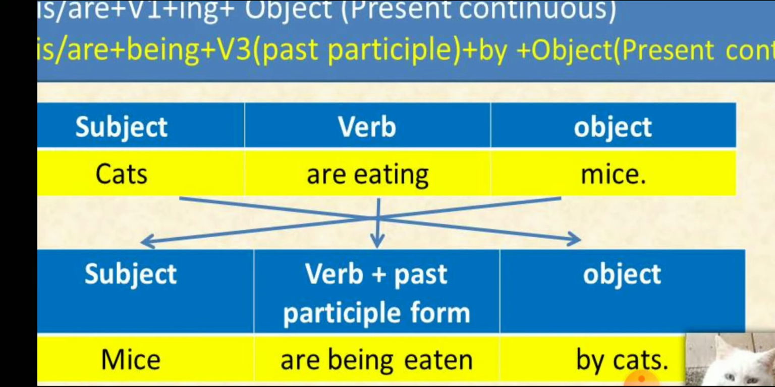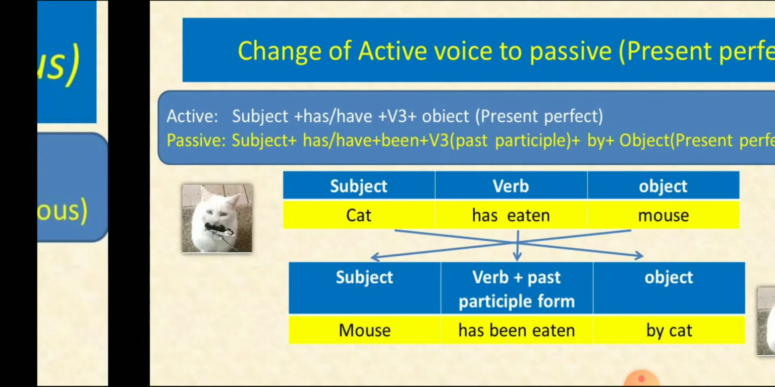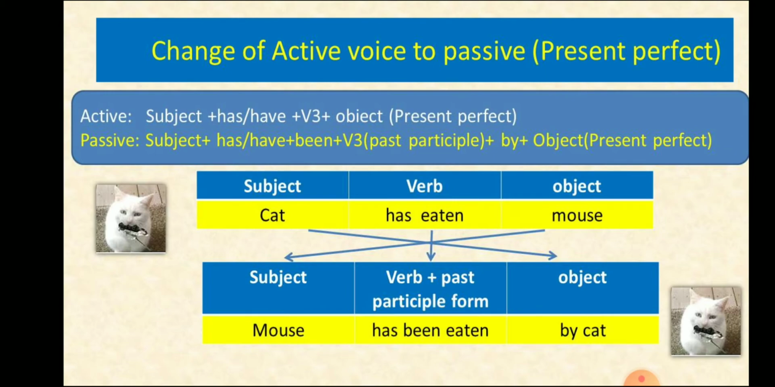Mice are being eaten by cats. So here mice is the subject, so it is in plural form, so it should agree with the plural be verb are, being eaten by cats. The preposition by should be added, and the object, which is cats. So mice are being eaten by cats. I hope you have understood the present continuous form, how to change from active to passive voice. Next, let us see how to change active to passive for the present perfect tense.